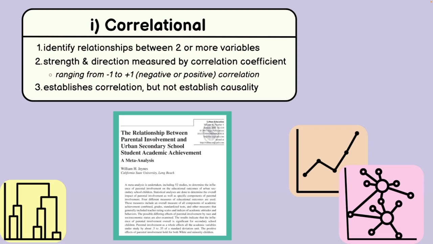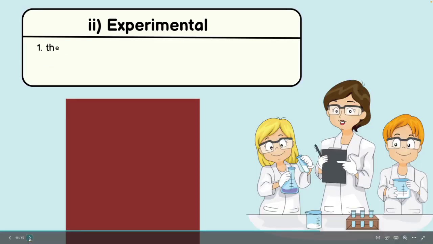Is it a one, meaning 100% correlated? As one changes, the other changes just as much, or is it just a 0.5 correlation, so a weak or a moderate correlation? So that's what correlation studies are seeking to understand. Here we have a study trying to understand the relationship between parental involvement and urban secondary school achievement. So does the level of parent involvement affect the level of achievement? That would be a correlational type study.